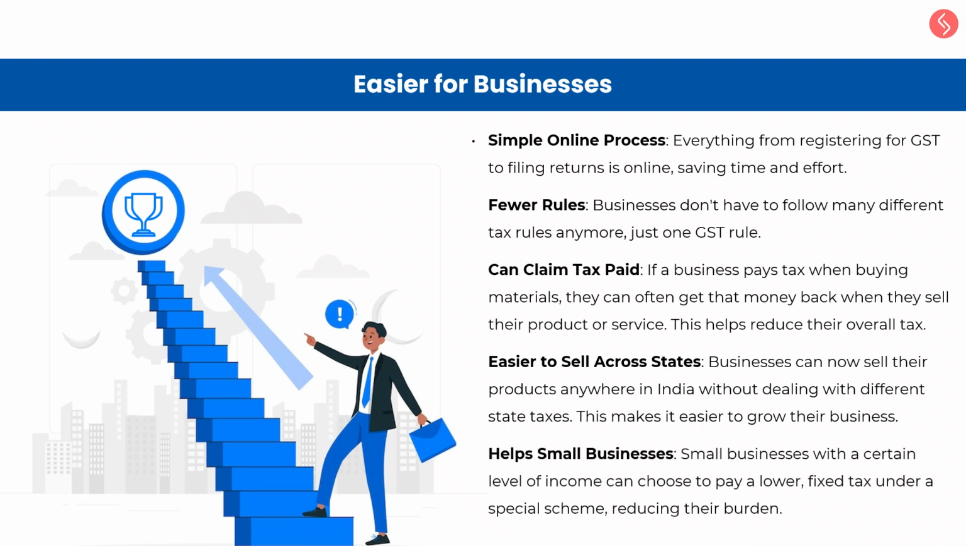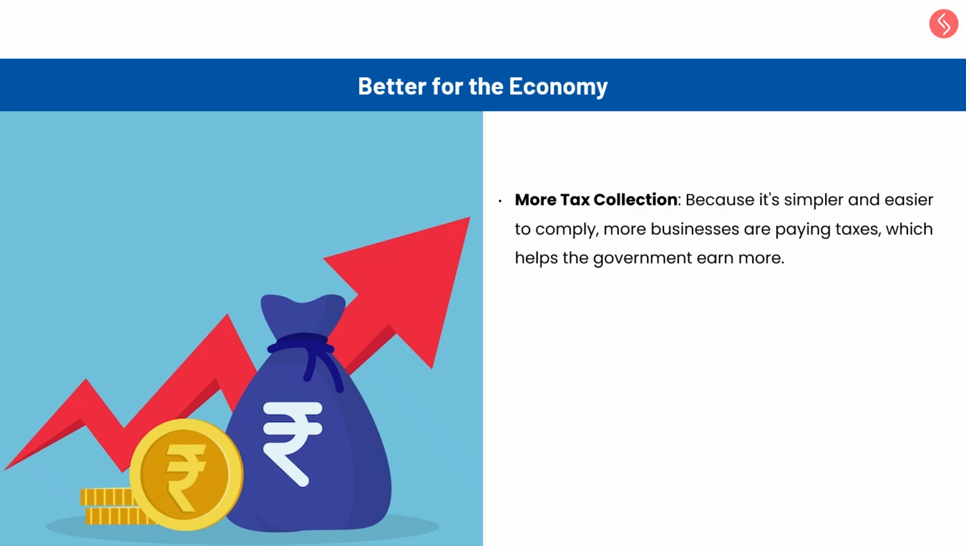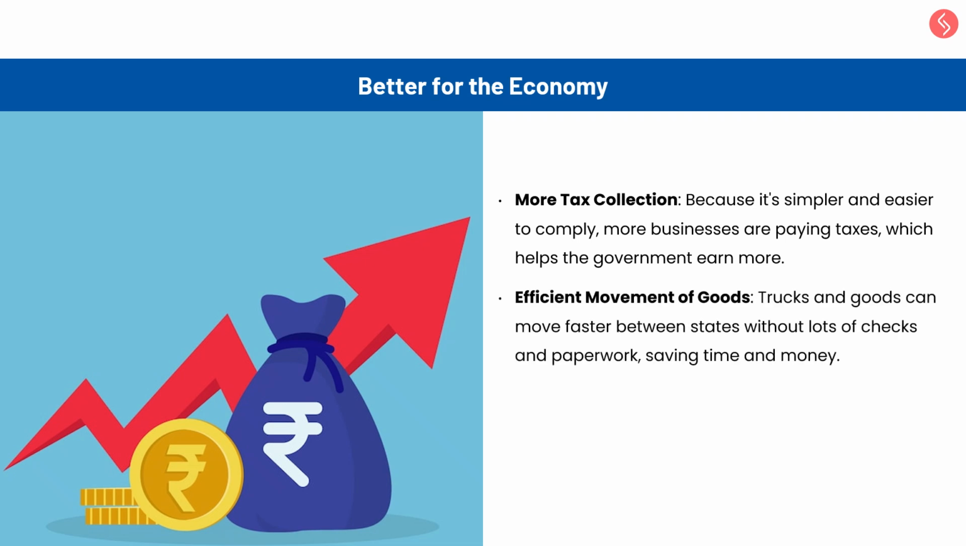Small businesses with a certain level of income can choose to pay a lower, fixed tax under a special scheme, reducing their burden. Better for the economy. More tax collection. Because it's simpler and easier to comply, more businesses are paying taxes, which helps the government earn more. Efficient movement of goods. Trucks and goods can move faster between states without lots of checks and paperwork, saving time and money.